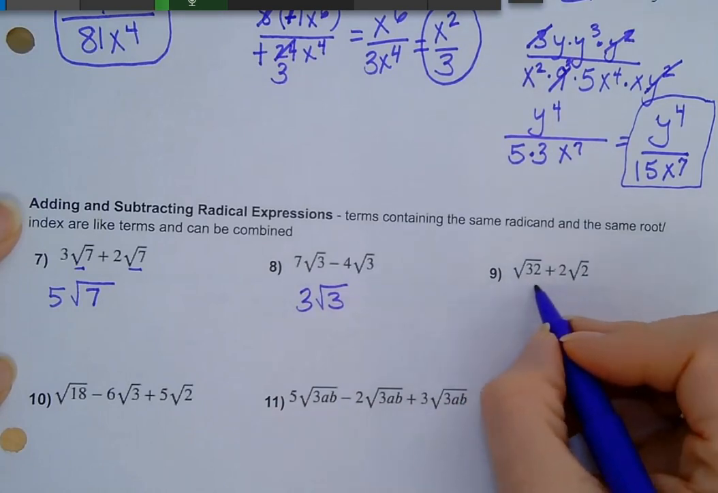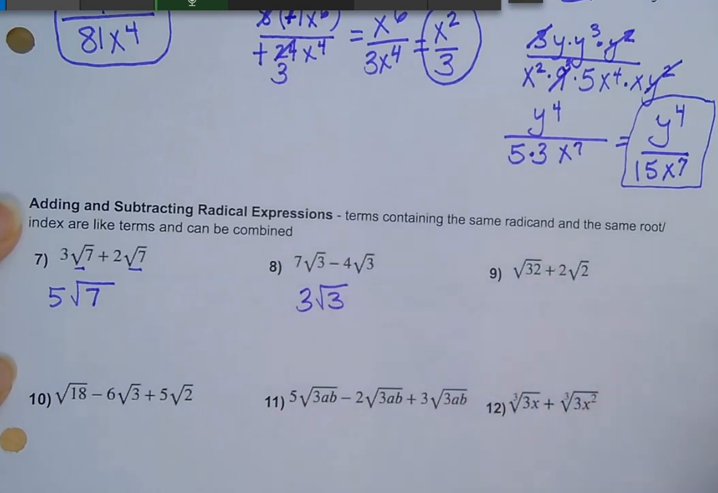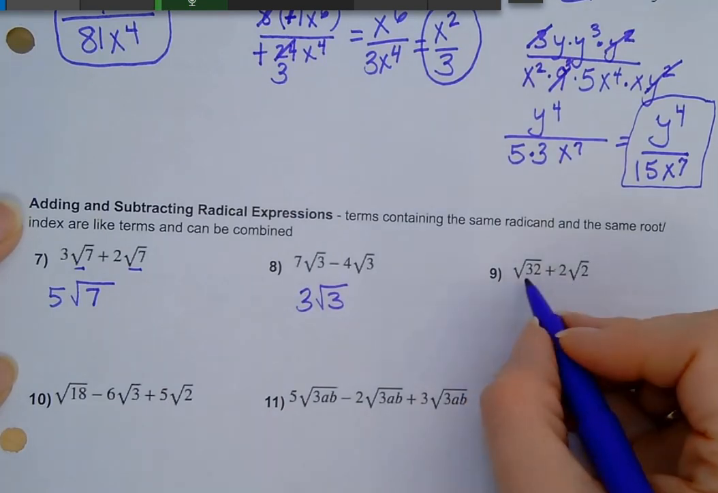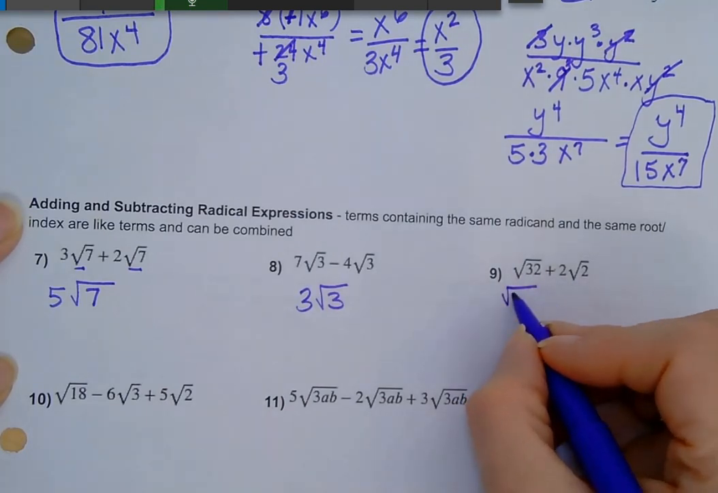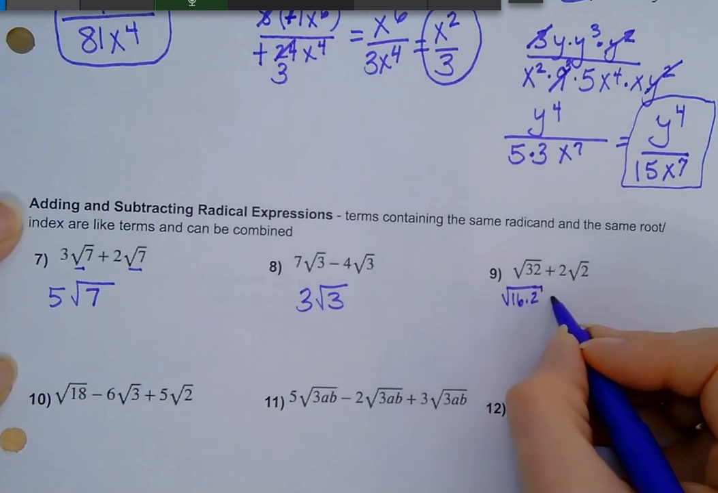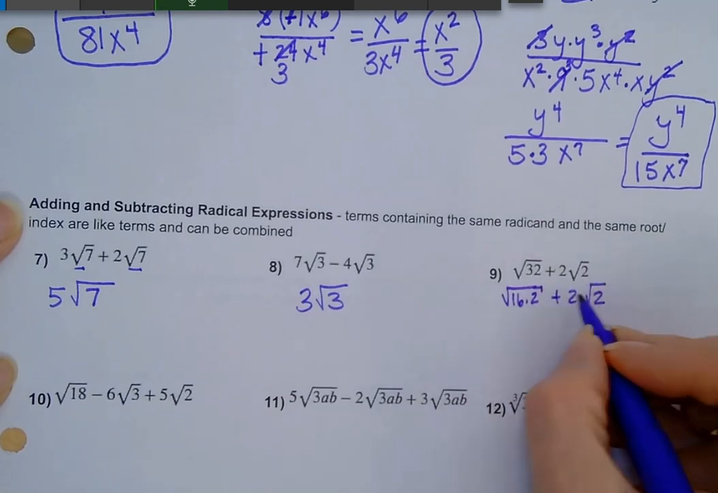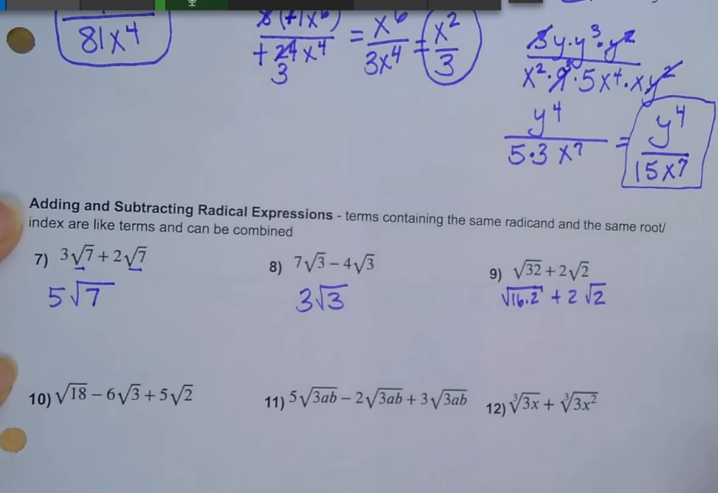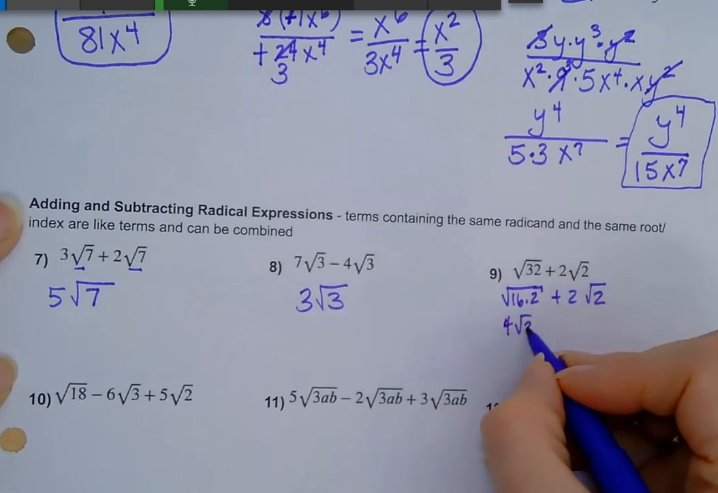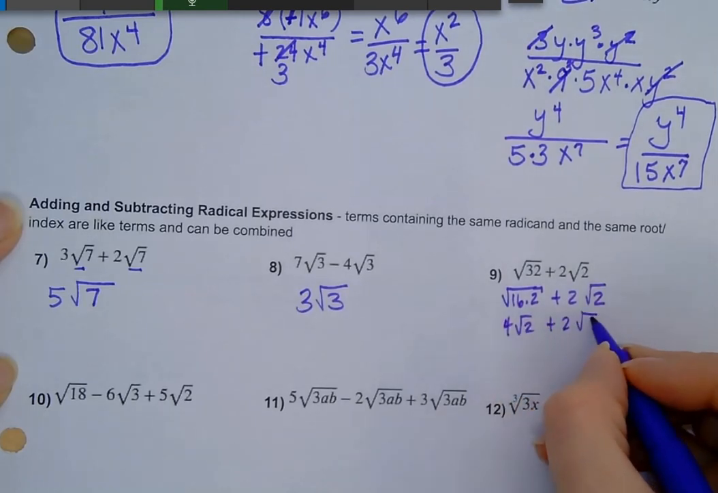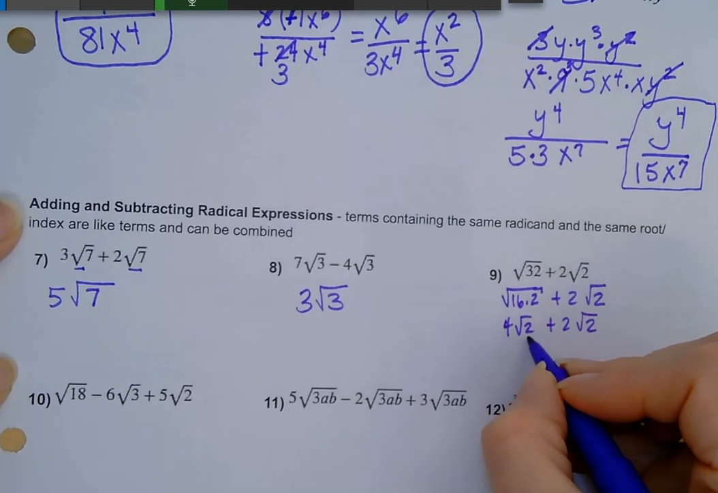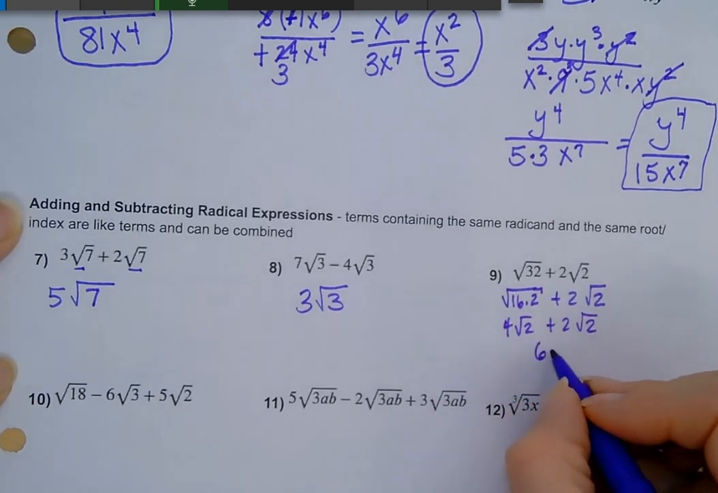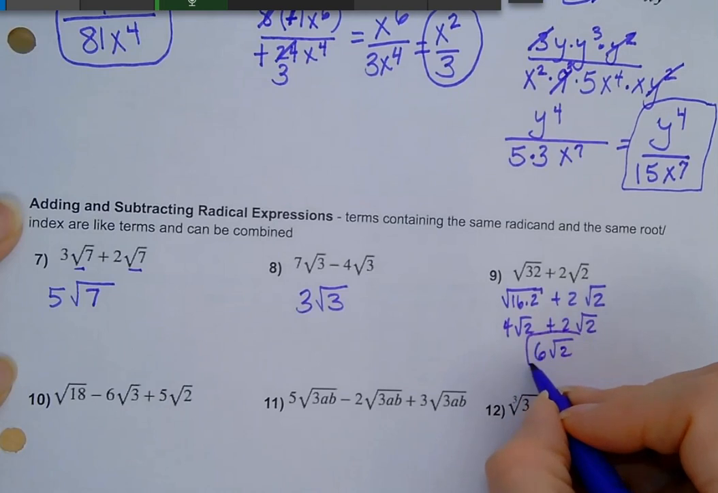So here I don't have the like terms right this second. I don't see like terms. I have to turn them into like terms if I can. I'm going to make that be the square root of 16 times 2 plus 2 times the square root of 2. 16 times 2 is 32. So now I know I have 4 times the square root of 2 plus 2 times the square root of 2. So if I have 4 of them, 4 roots of 2, and then I add 2 more, I have 6 times the square root of 2 total.